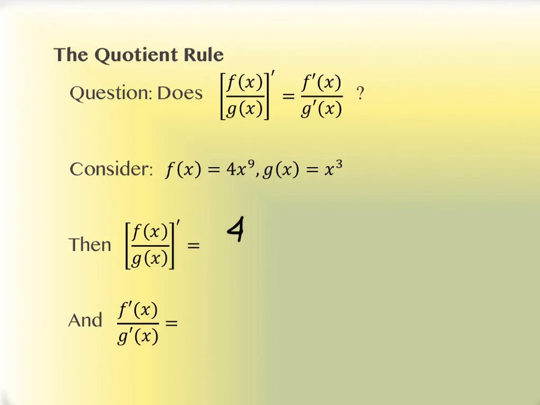I should be able to take the 4x to the 9th over the x cubed. I'll reduce them, and then I'll take the derivative. So what would those reduce to? I'll start. 4 what?